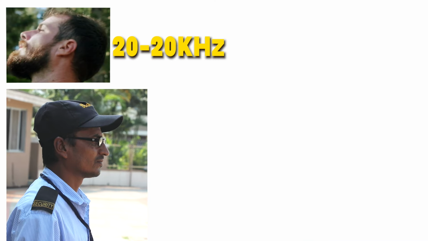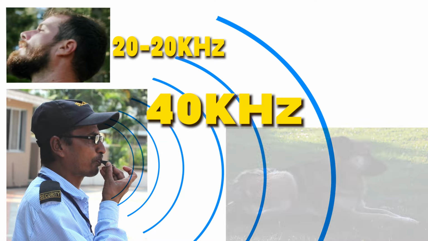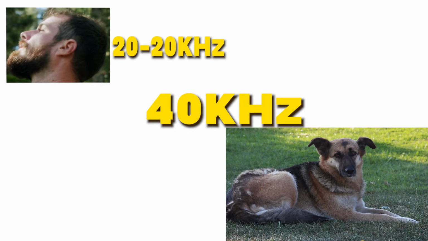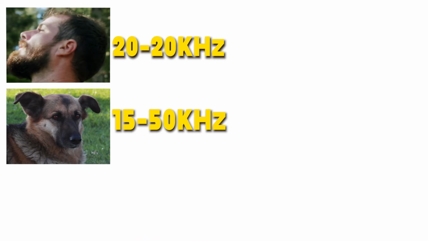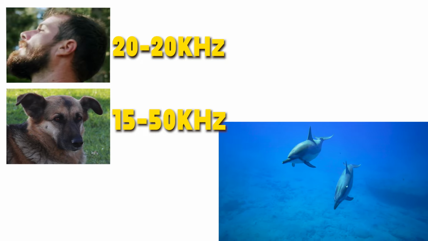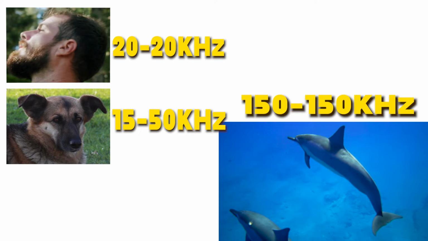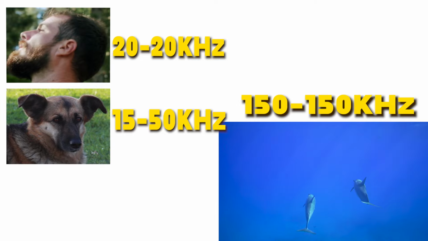This means that if somebody blows a whistle at 40 kilohertz, we would not hear it. But a dog would. Dogs can hear sounds from 15 to 50 kilohertz. And dolphins, with their intricate click and whistle language, have an astounding range from 150 hertz to 150 kilohertz.